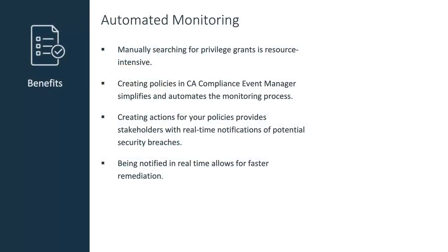As a security professional, reacting in a timely manner to potential security breaches is critical. Your current process for monitoring when a user is granted high-level privileges is done manually. This manual process can be resource-intensive. Using CA Compliance Event Manager, you can set up a policy and actions to automatically track and alert you when user IDs are granted these high-level privileges. This automated process allows for faster remediation of security breaches.